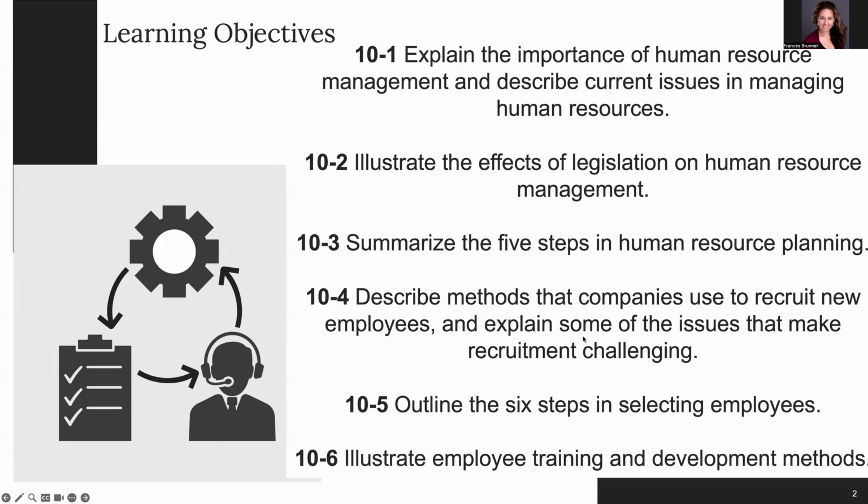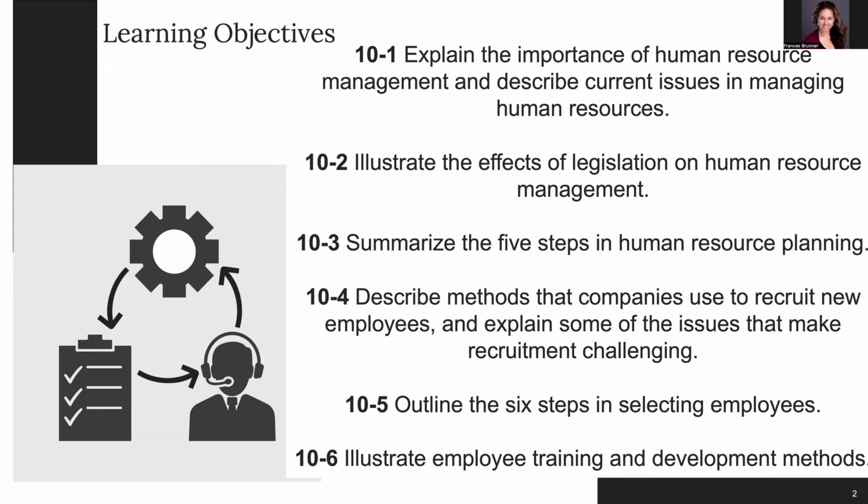Some of our learning objectives are to understand the importance of HR and describe some of the current issues in managing human resources. We'll talk about some of the legislation that historically had a huge effect on HR. We'll summarize 5 steps in human resource planning, and we'll discuss some methods and challenges of recruitment. We're going to outline the 6 steps in selecting employees and illustrate employee training and development methods.